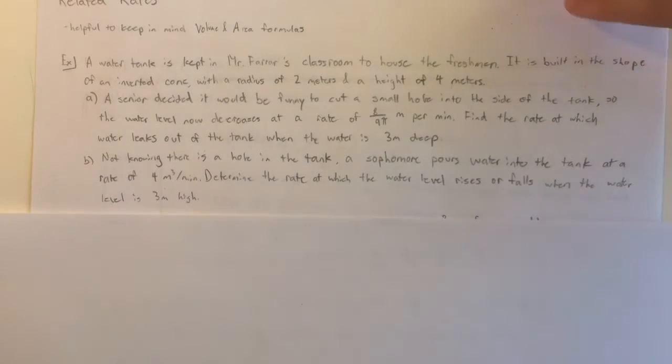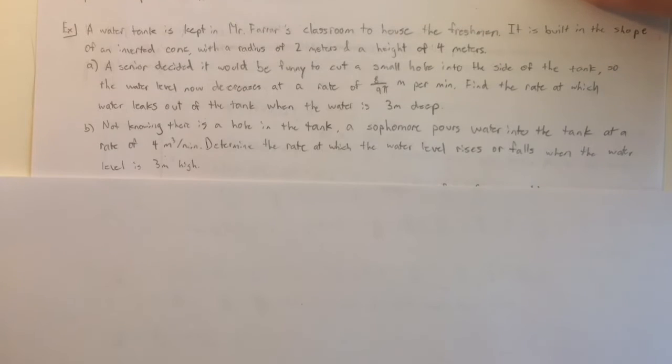A water tank is kept in Mr. Farrar's classroom to house the freshmen. It is built in the shape of an inverted cone with a radius of 2 meters and a height of 4 meters. A senior decided it would be funny to cut a small hole into the side of the tank. So now the water level decreases at a rate of 8/9 pi meters per minute. Find the rate at which water leaks out of the tank when the water is 3 meters deep.